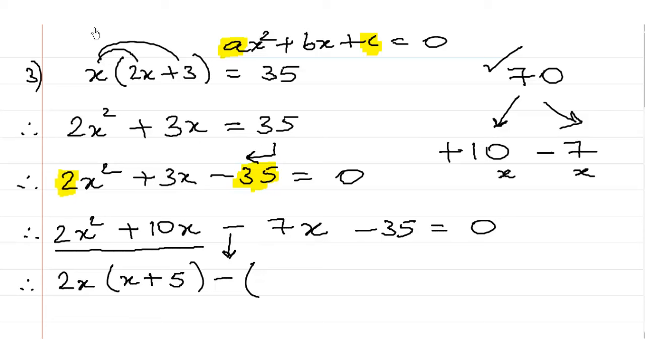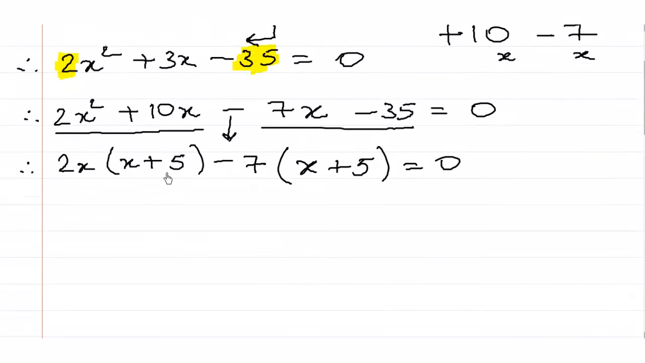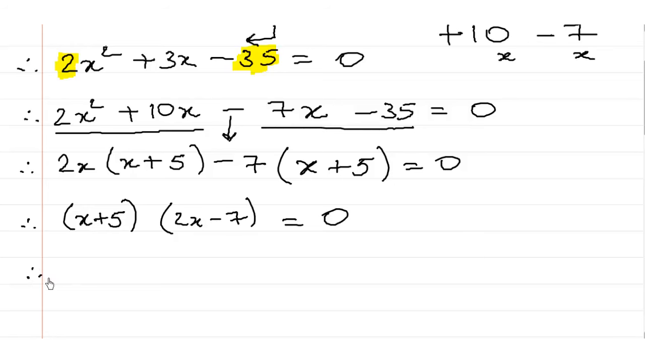And we'll have 7 common, and again we'll have x plus 5 is equal to 0. If you open the brackets, you'll get the other two terms as they are. So we can repeat the entire bracket if the splitting is correct. Now we shall take x plus 5 common, and 2x minus 7 uncommon is equal to 0. So over here, either the first bracket x plus 5 is equal to 0, or the other bracket 2x minus 7 is equal to 0.